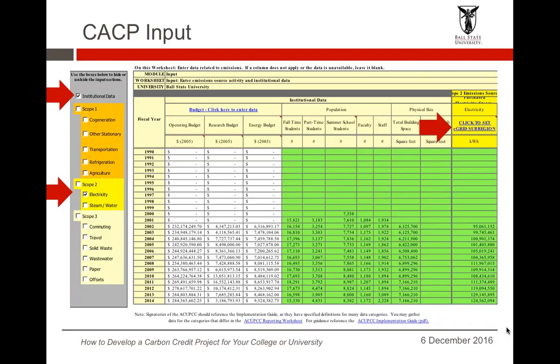So this is a very straightforward thing to do. It's a robust spreadsheet. It's a little daunting when you first look at it, but in fact it's easy to use. And as long as you have the raw data from your facilities personnel, you can load it in pretty quickly. Next slide.